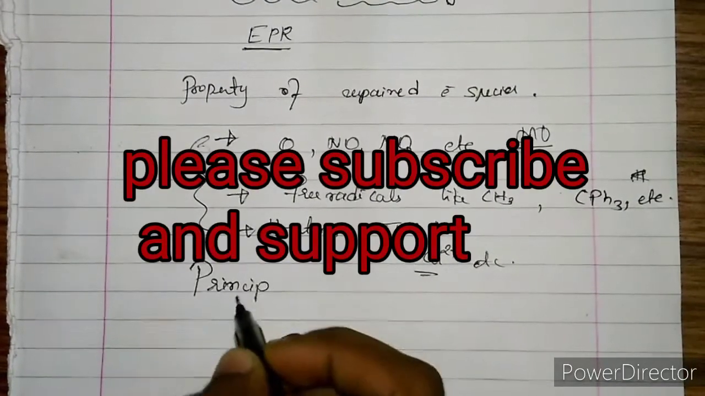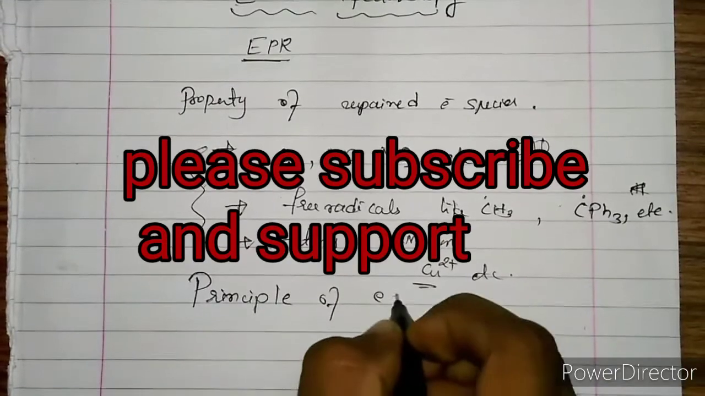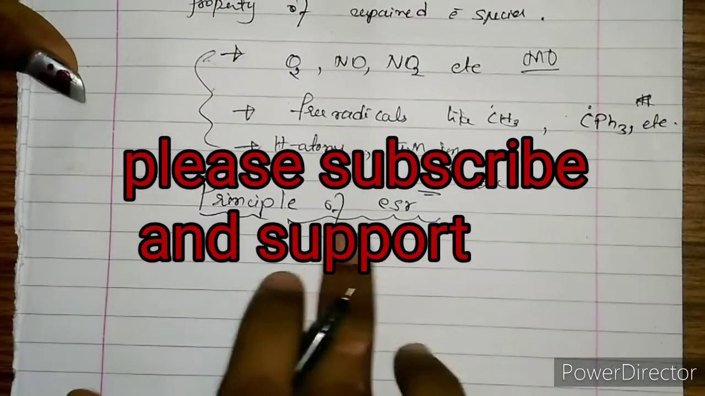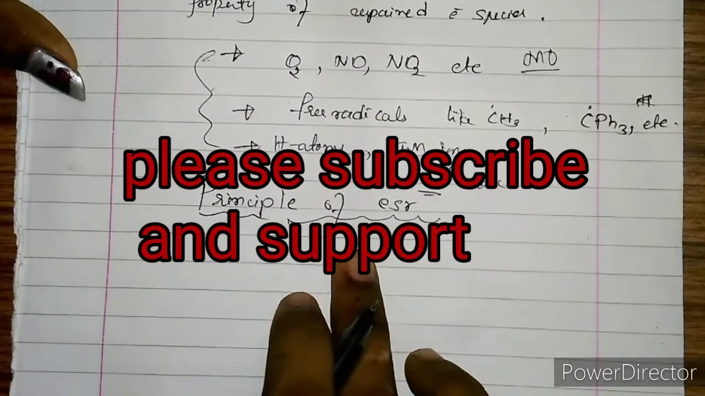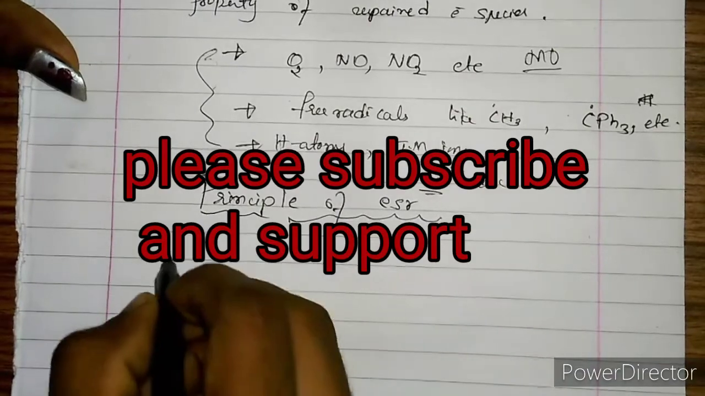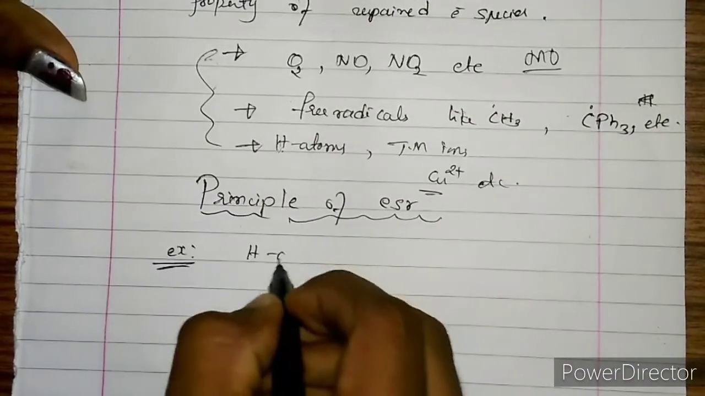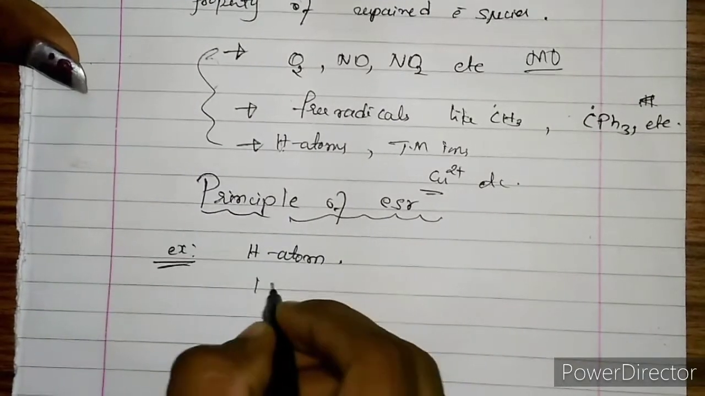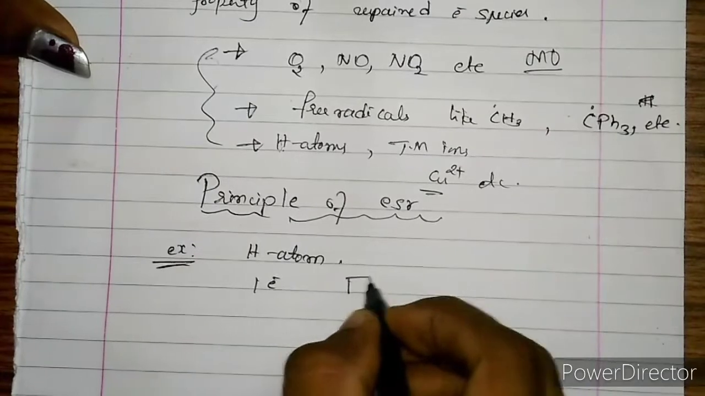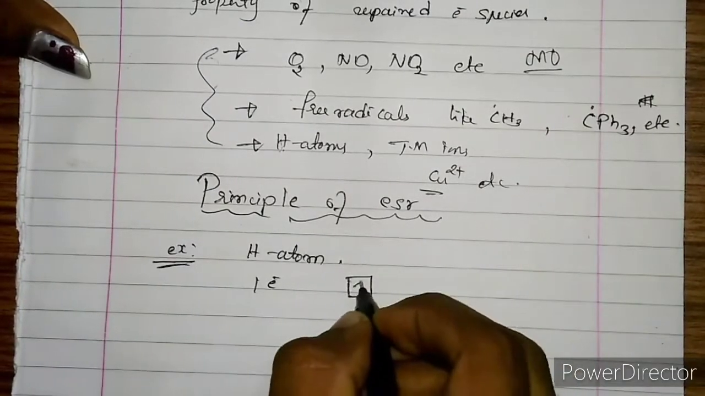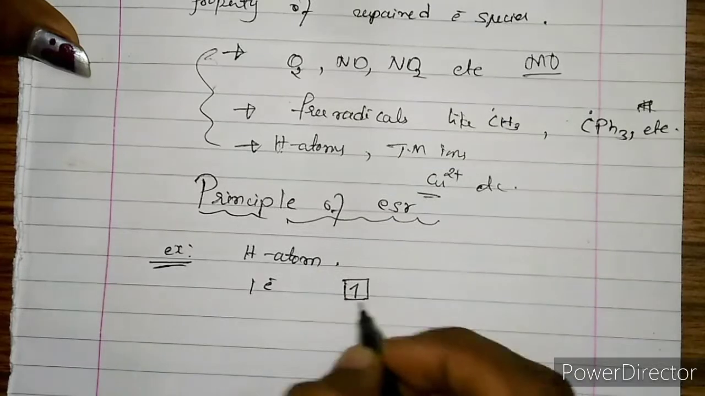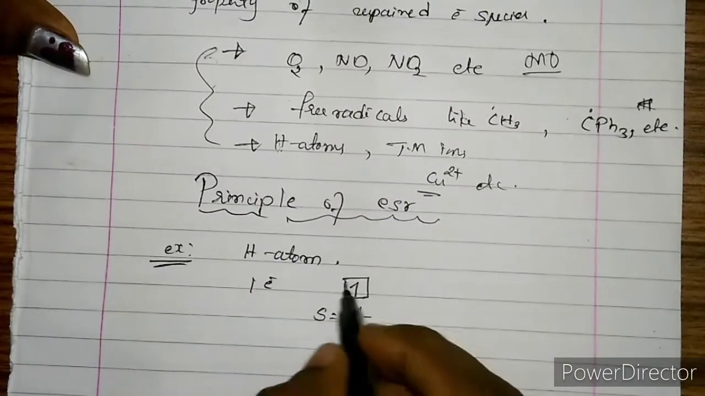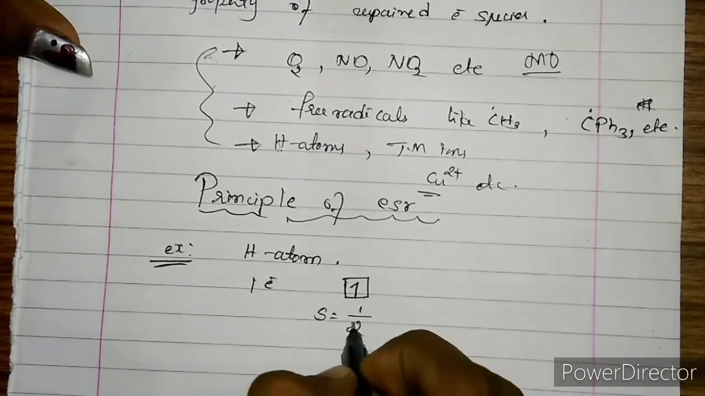Principle of ESR spectroscopy. We will understand the principle by taking an example, a hydrogen atom. We know that in the hydrogen atom, one electron is present. If you write the box diagram, that one electron will be present here, correct? So for this, the S value is half.